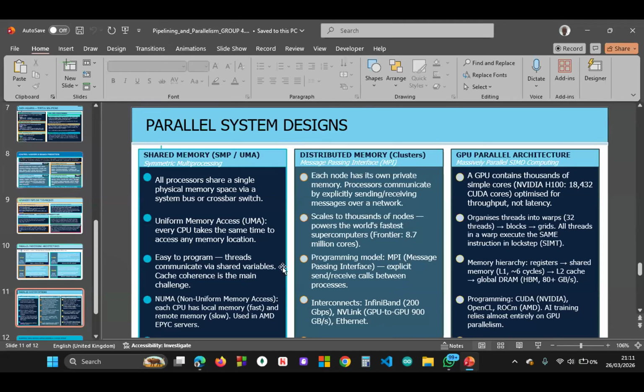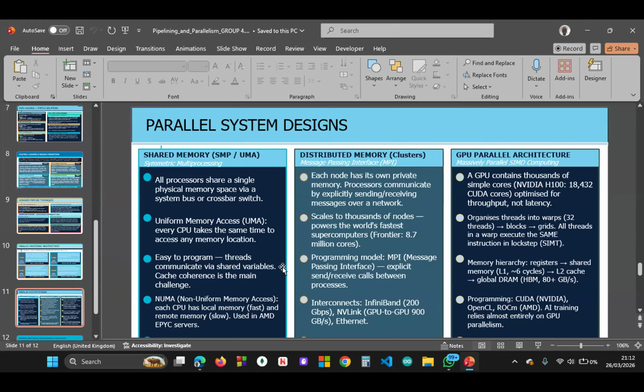GPU parallel architecture. A GPU contains thousands of simple cores. Example, NVIDIA H100, 18,432 CUDA cores, optimized for throughput, not latency. Uniform memory access, in short UMA. Every CPU takes the same time to access any memory location. Under distributed memory, it scales to thousands of nodes and powers the world's fastest supercomputers.